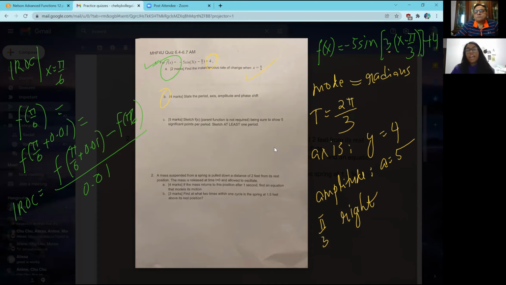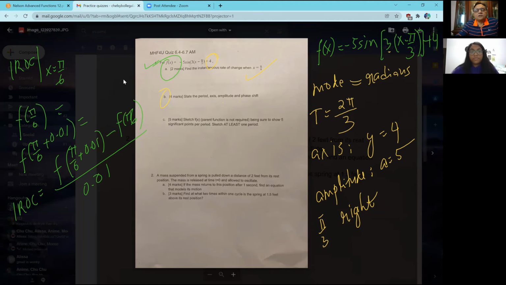So for when they ask for amplitude, you say the absolute value, right? Yes. That minus signifies that instead of going up, it is going down from that axis. So that is part C, 5 marks. Sketch the function. Parent function is not required. Being sure to show 5 significant points per period. Sketch at least one period.